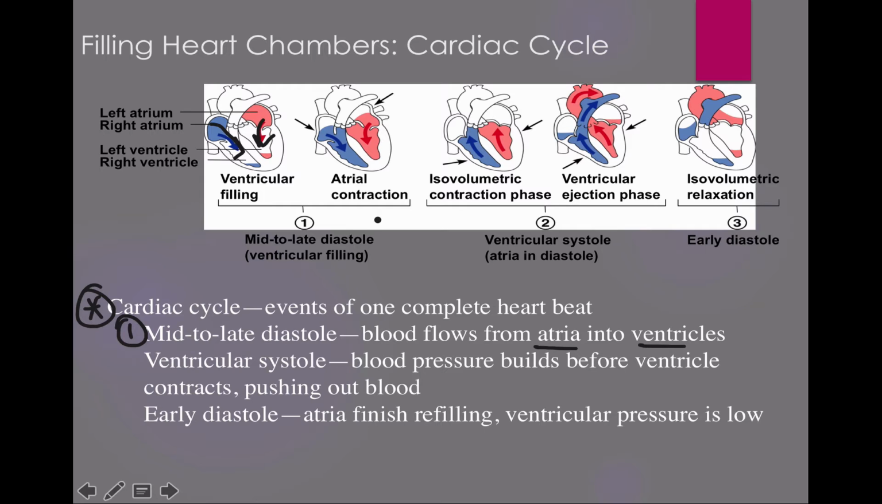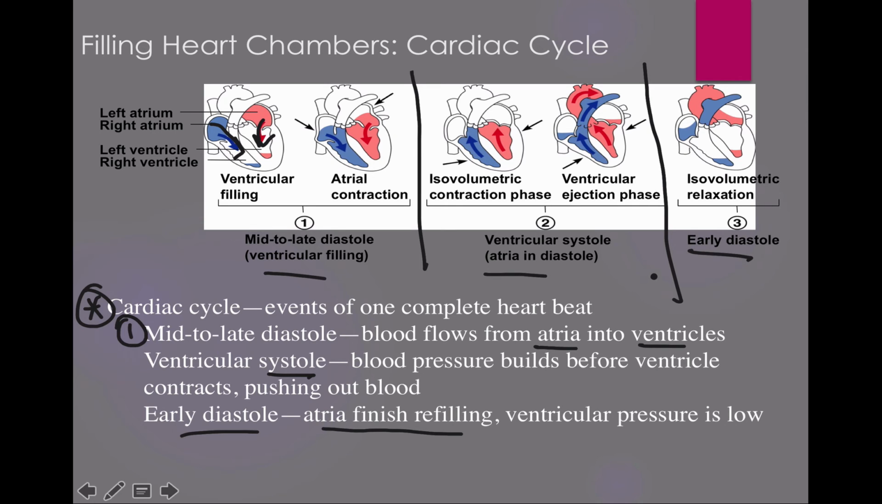Ventricular systole, that means that now your ventricles are contracting. Systole means to contract. Okay. And then early diastole is when your atria are finished refilling and the ventricular pressure is really low. So even though it's showing a whole bunch of different steps, there's really just 3 here. You have mid to late diastole, ventricular systole, and then early diastole. So that's basically the cardiac cycle.